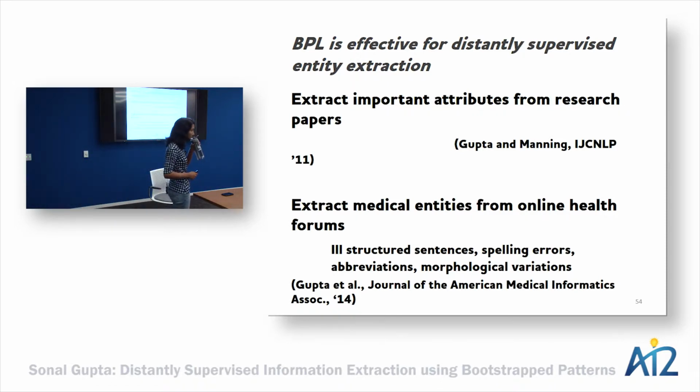The output of your pattern learning algorithm, is that just a list of top patterns, or do they come with associated confidences or probabilities? Yeah, they're associated with scores. Not necessarily probabilities, but they're scores.